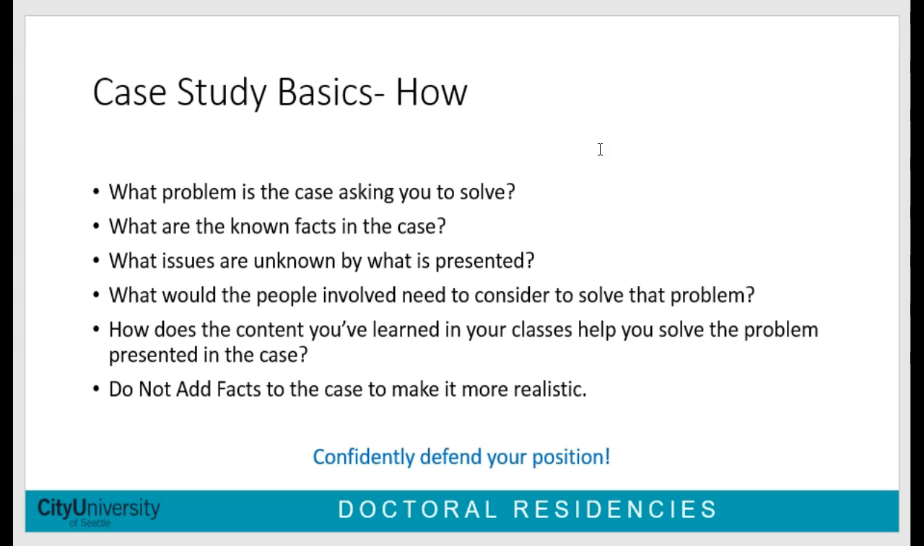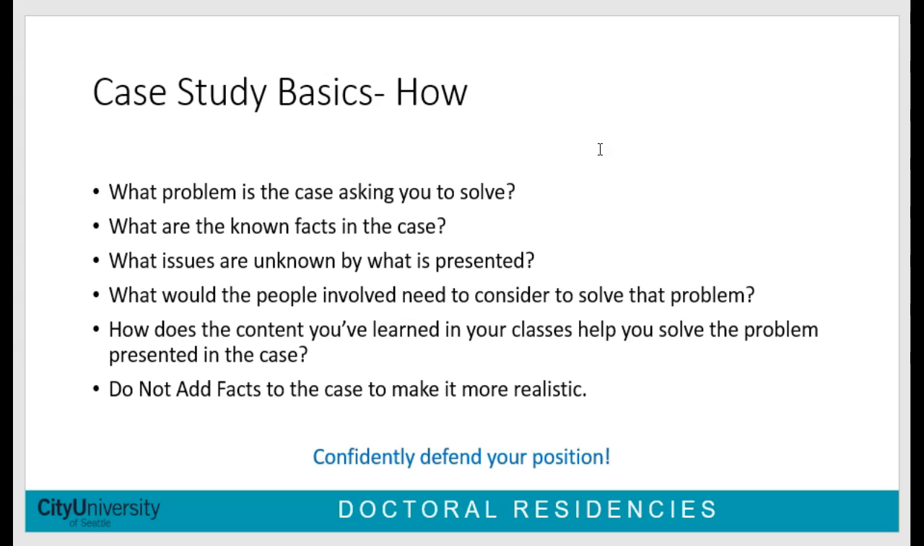Do not add facts. Do not add things to the case to make it more realistic. If you have a similar problem at your school, don't talk about that. Don't add facts from your school, from your organization. Don't add facts from the real world. Don't add facts that aren't in the case. You must just use what is known in the case. Now, if there should be more facts, like let's say in order to make a good decision, more data needs to be collected, that is a recommendation that you can make, to collect more data. Don't supply the data for them.